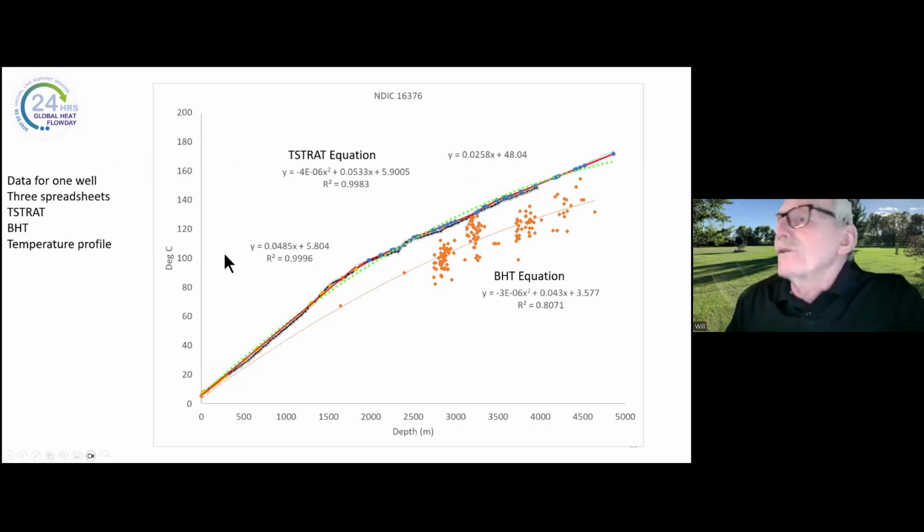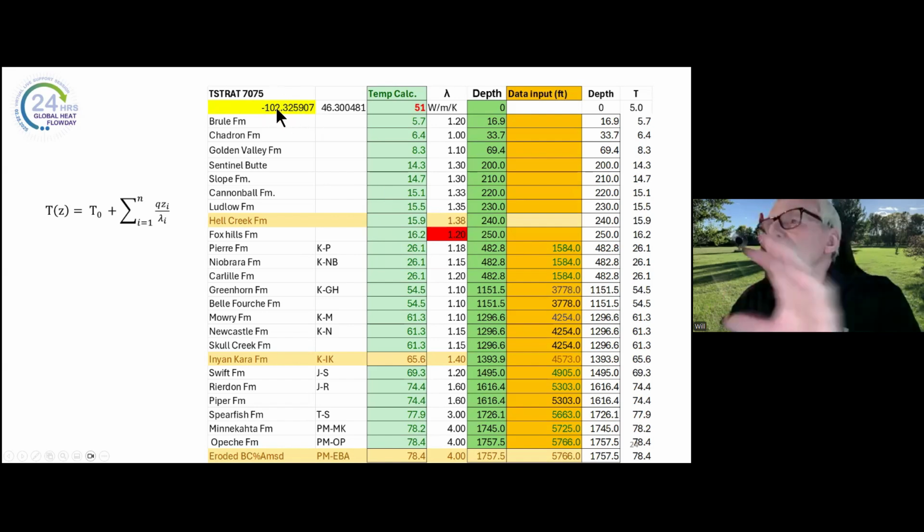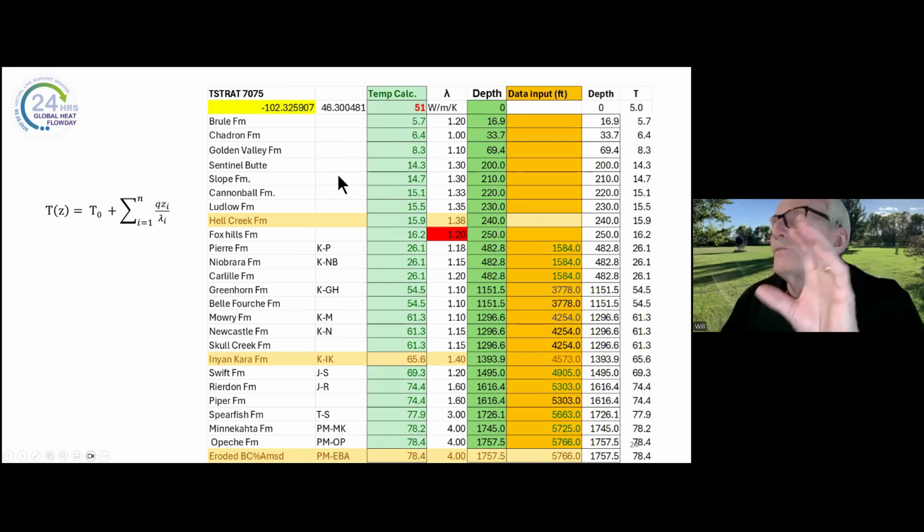Here's the first one. We've already pulled in the BHT data. We've got our thermal conductivity data. We've generated our second order polynomial fits there and there, and we put those into our master spreadsheet. Now this is our T-strat sheet. So again, we're just calculating using this expression. We put in the name of the site. This is something you always want to do. You put in the location, you put in the stratigraphy, the names for everything.